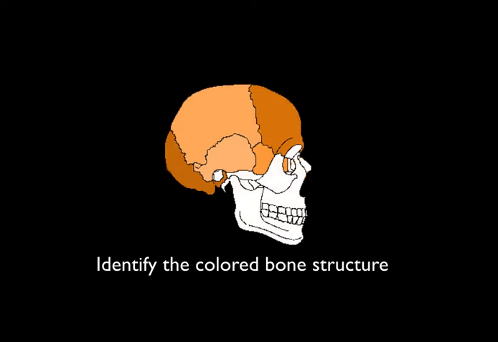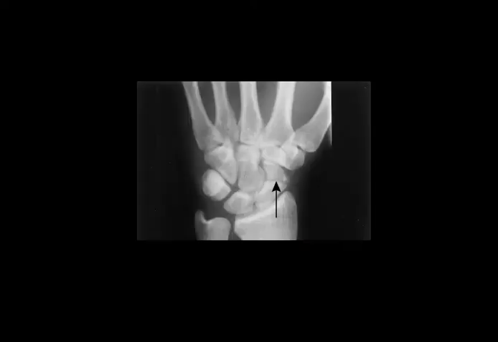What we're looking for here is the total structure that is colored in, not the individual colors, but this entire colored area. What would we call that? What type of bone is it? Think about what it is designed to do. Again, what is the arrow pointing to?